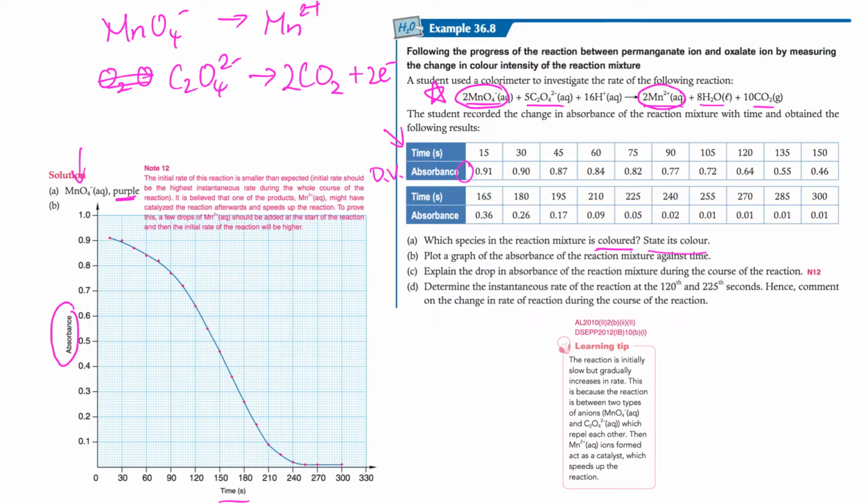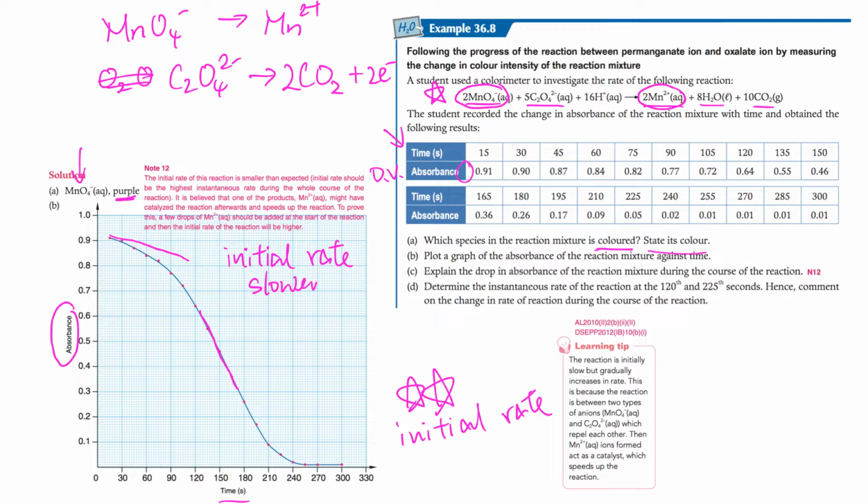But I just want to draw your attention here. This is very, very important. If you remember, the initial rate should be the highest rate throughout the whole reaction. But right here, you see that at the initial rate the tangent is like this, and in the process the tangent is like that. So you will find that in this case, the initial rate is slow. This rate is slower than the rate afterwards.